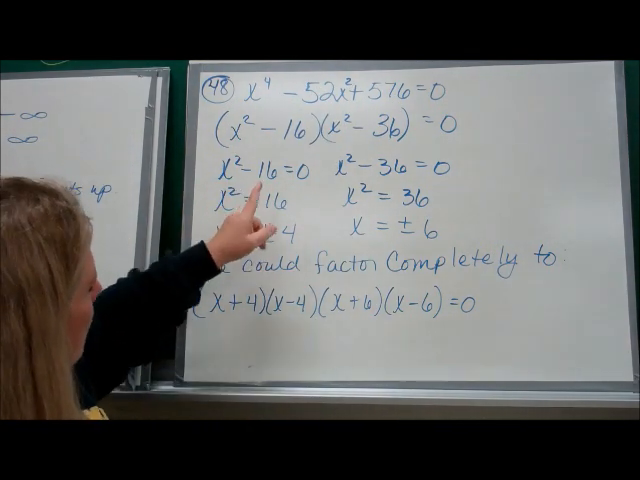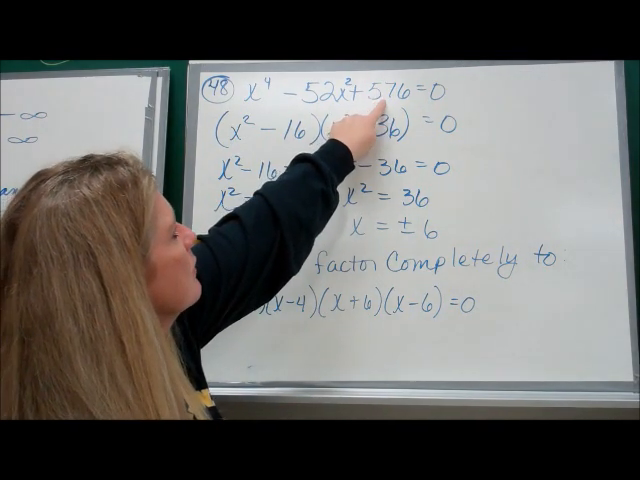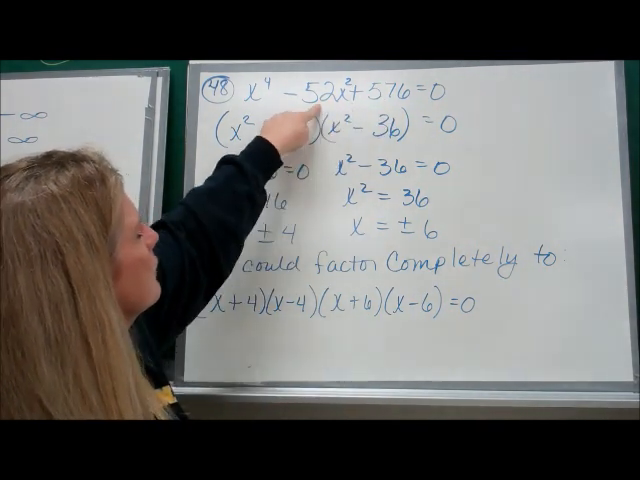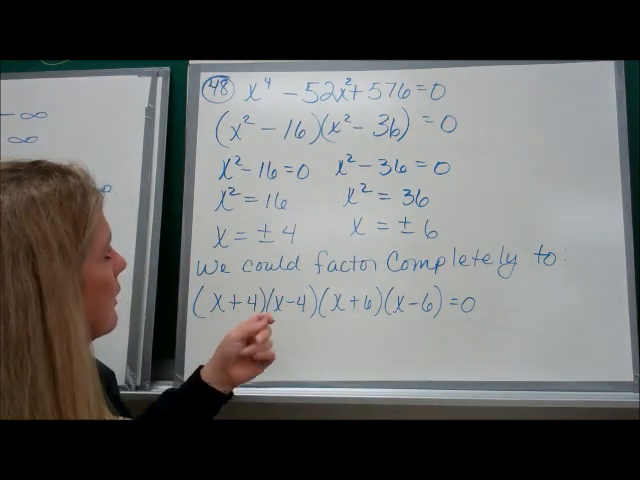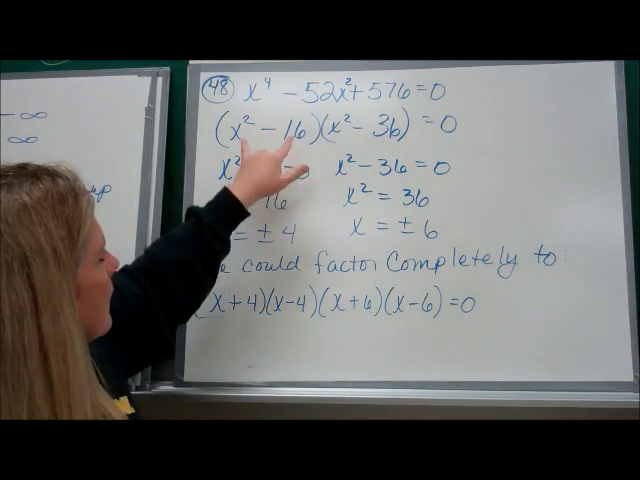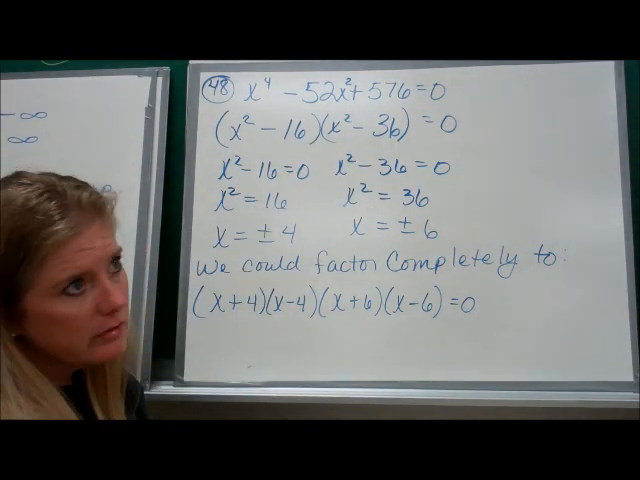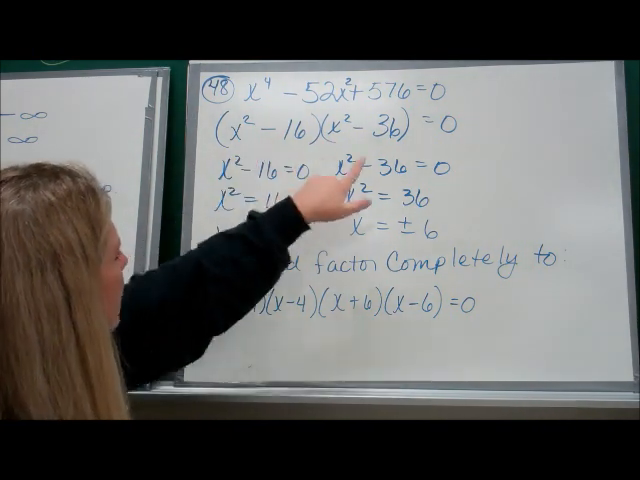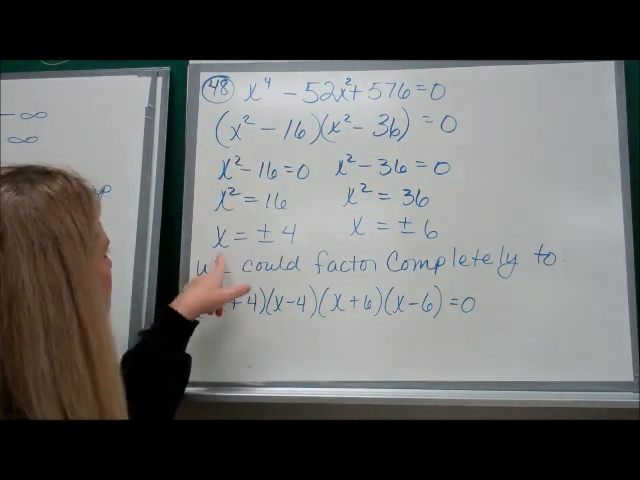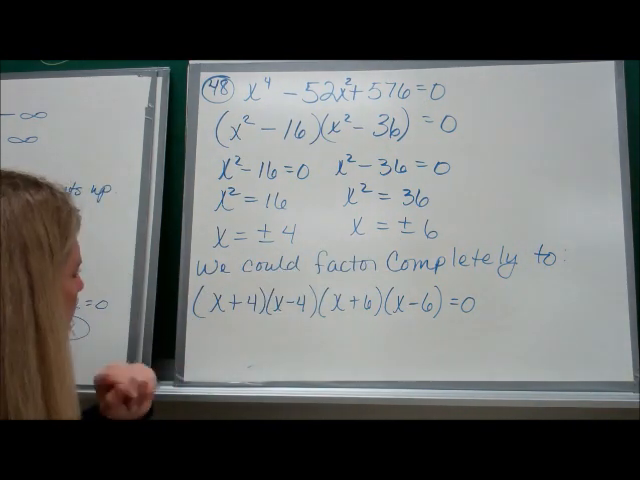How I factored this is I just looked for factors of 576 that would add to 52. And that's really a trial and error kind of thing. I was hoping that I'd get some perfect squares, so I checked my perfect squares first. Just go through it and trial and error and find those. Then you set each factor equal to 0 and solve. You get positive and negative 4 and positive and negative 6.